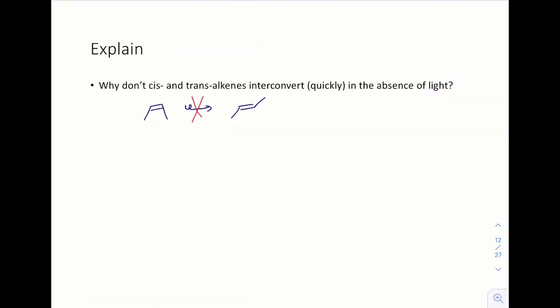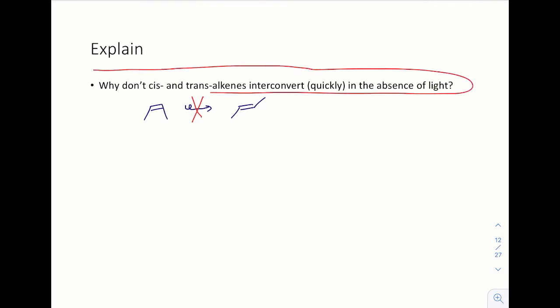Great. Well, cis alkenes don't rapidly interconvert to trans alkenes at room temperature. That is because the pi bond will be broken. Well, how do we know that? Can I just say, oh, the pi bond's broken? How can we explain why cis and trans alkenes don't interconvert quickly at room temperature?